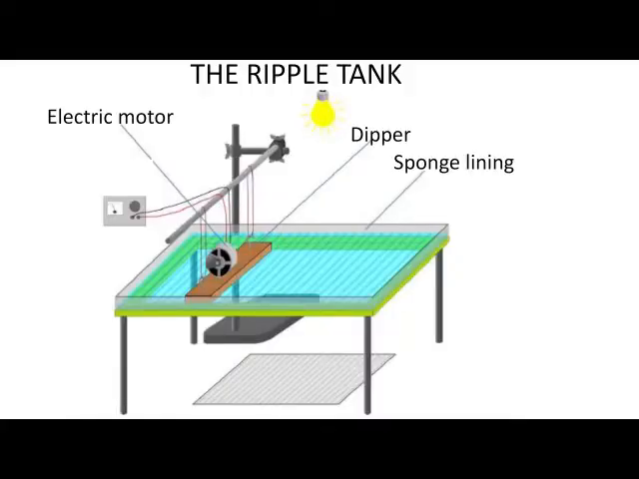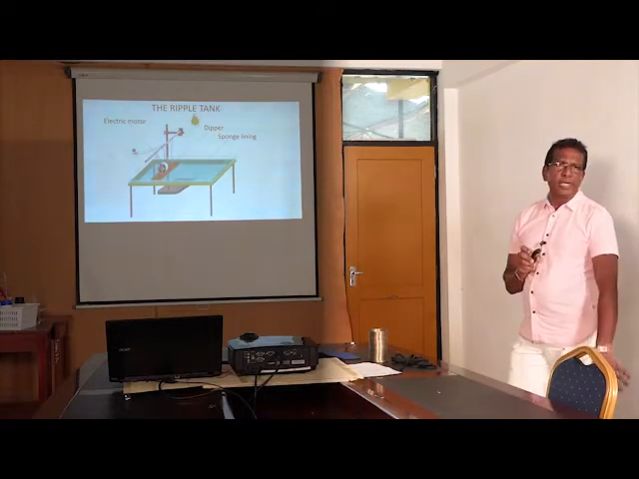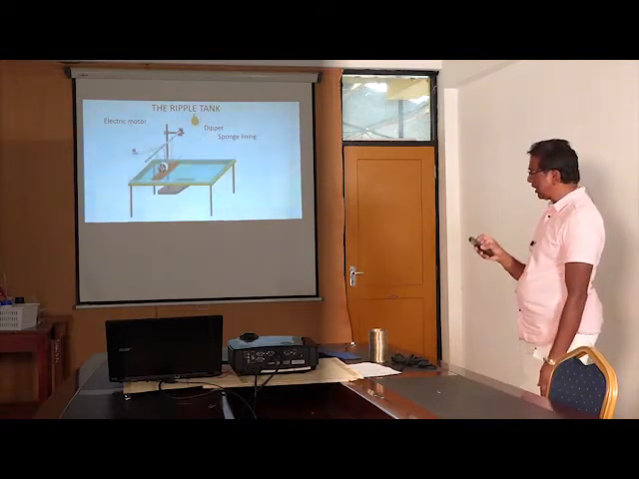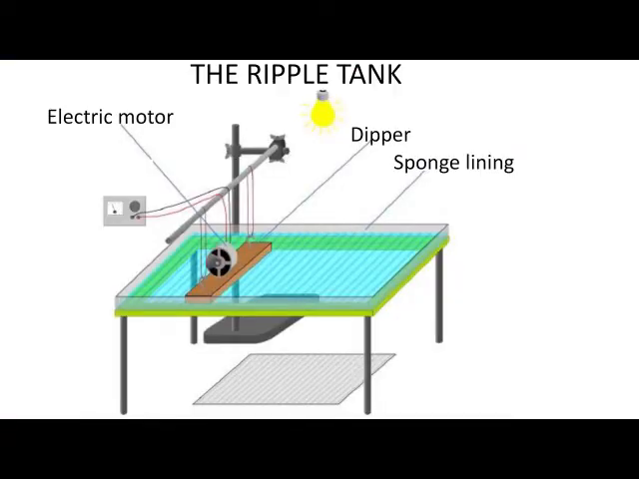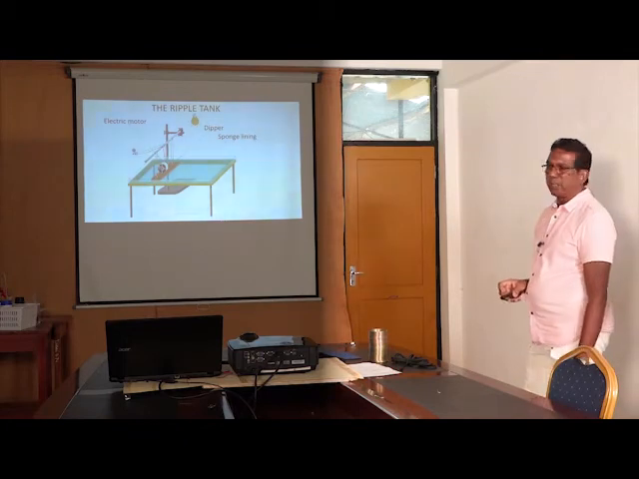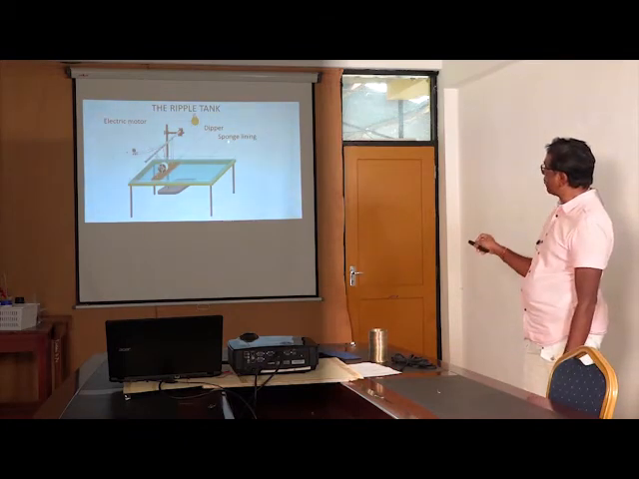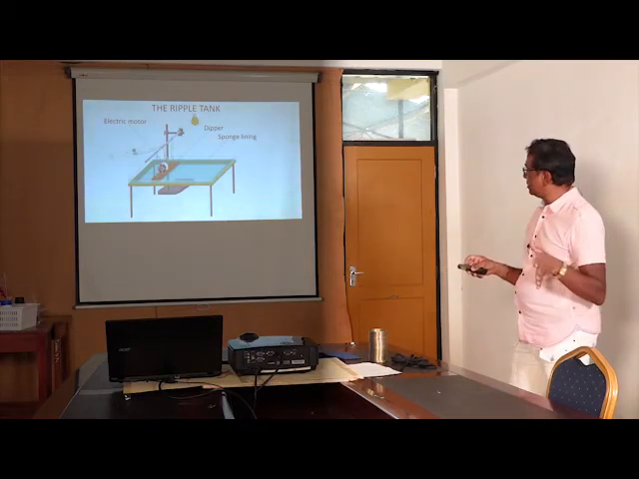This is a ripple tank. It is not in my scope to show it to you today, but at school, your teacher will be demonstrating it. It has got a powerful bulb. It has got an electric motor, which, when it runs, vibrates this dipper, and this dipper is going to produce a wave in the water in the tank, and you have got a sponge lining so that the wave is not reflected.